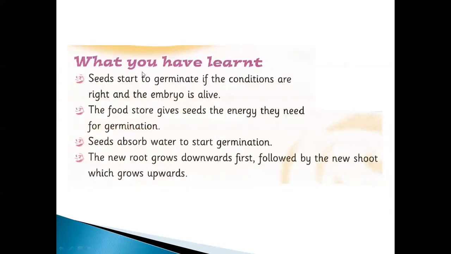What you have learned in this lesson: seeds start to germinate if the conditions are right, and the embryo, or the tiny plant, should be alive for seed germination. The food store gives seeds the energy they need for germination. Seeds absorb water to start germination. So water is important for the process of seed germination. The new root grows downward first, and then follows the new shoot, which grows upward.